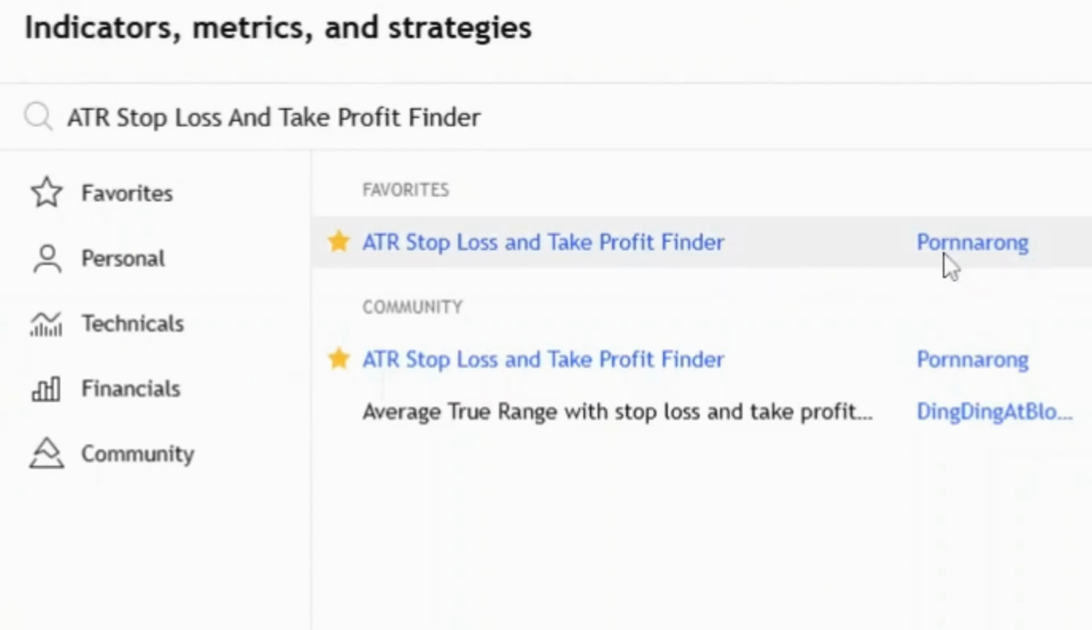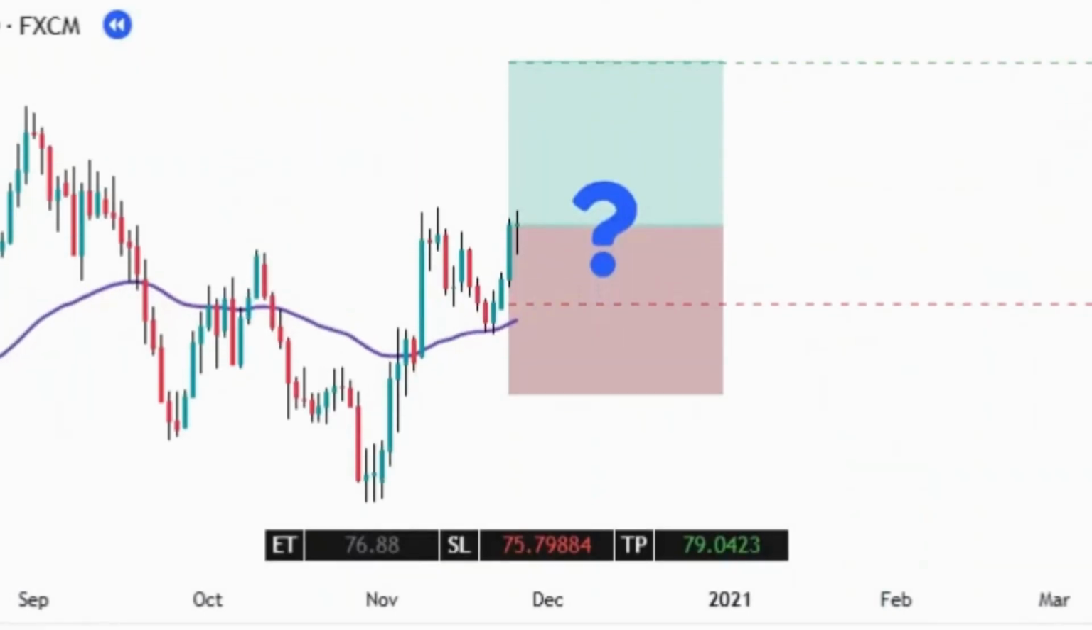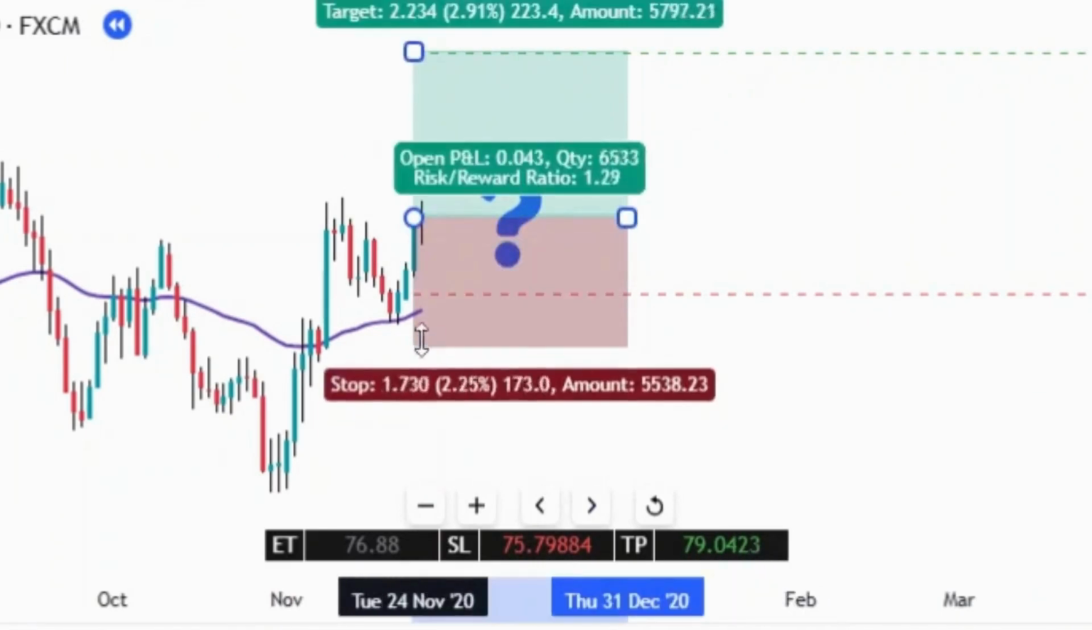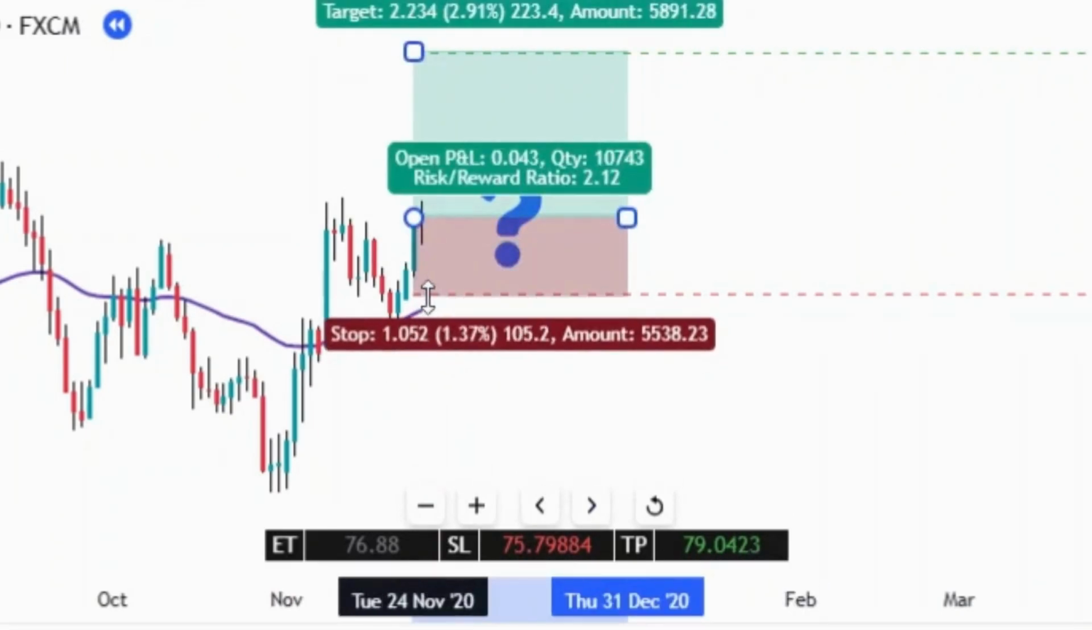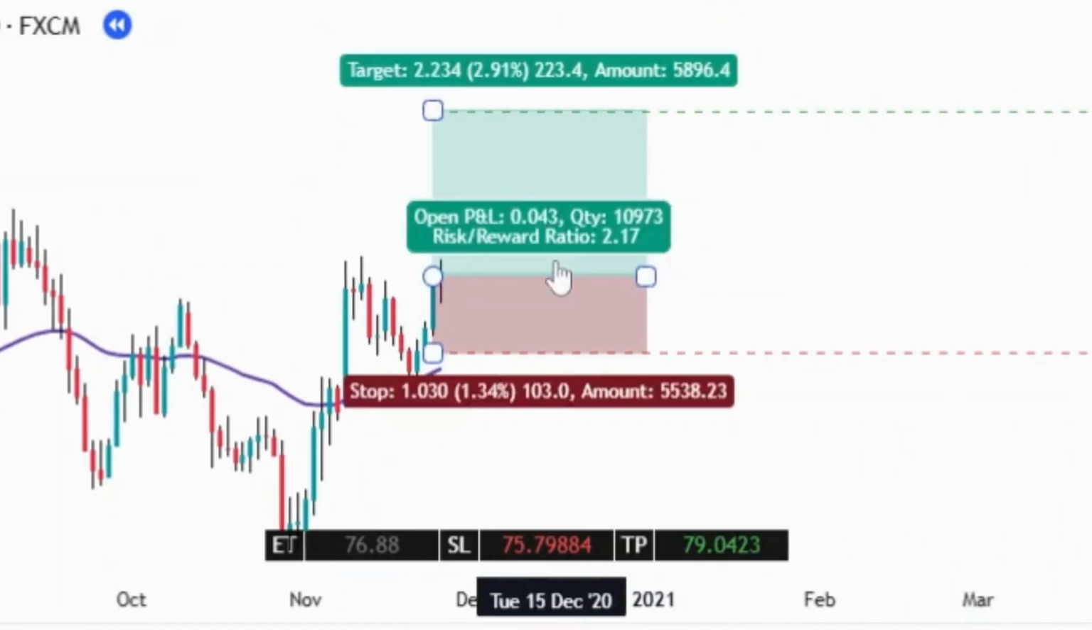This tool automatically calculates a stop loss and take profit level based on the current market volatility using the ATR, average true range. This is way more dynamic and adaptive than a fixed pip value. You'll place your stop loss at the level shown by the tool, and the take profit will be automatically adjusted to match the risk-to-reward ratio set in the indicator's settings. I personally use 2:1.